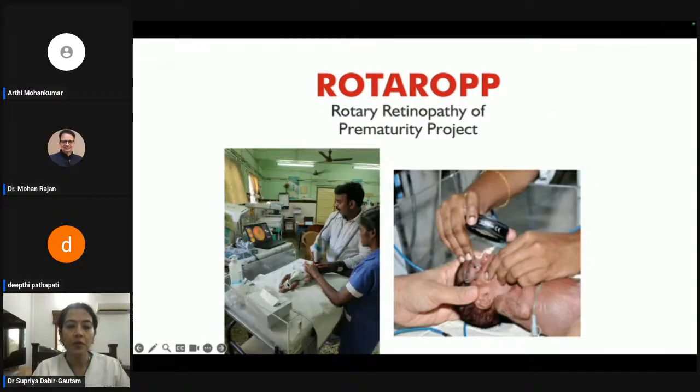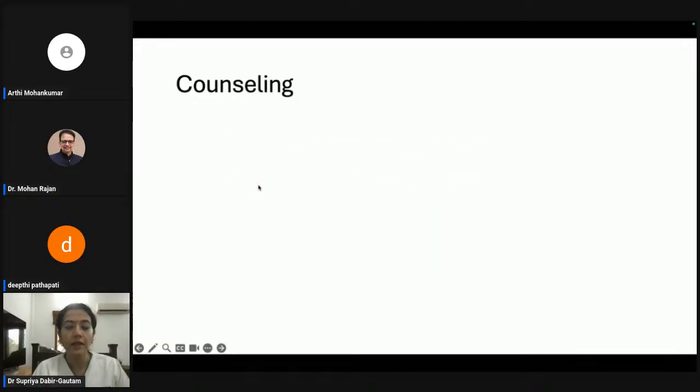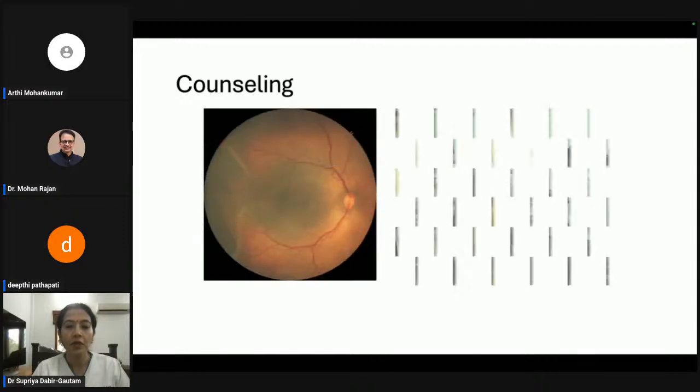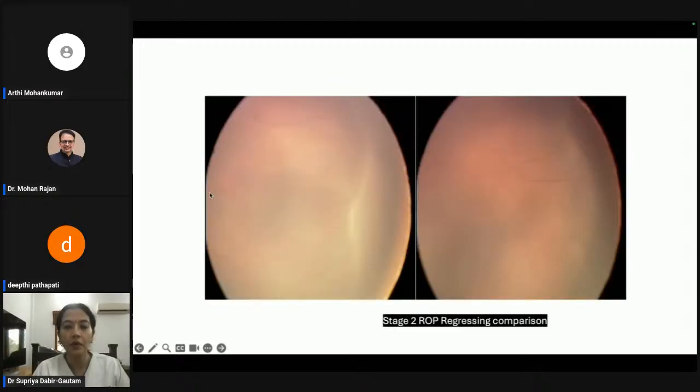We have a van which takes this handheld camera, and we have a retina specialist going along for screening of these babies. Then after taking the images, we counsel the parents on how the disease is. And it becomes much easier to counsel the parents when you're showing them photographs instead of just their imagination. You say, this is where the blood vessels have reached in the retina of your baby, and this is the need for follow-up.